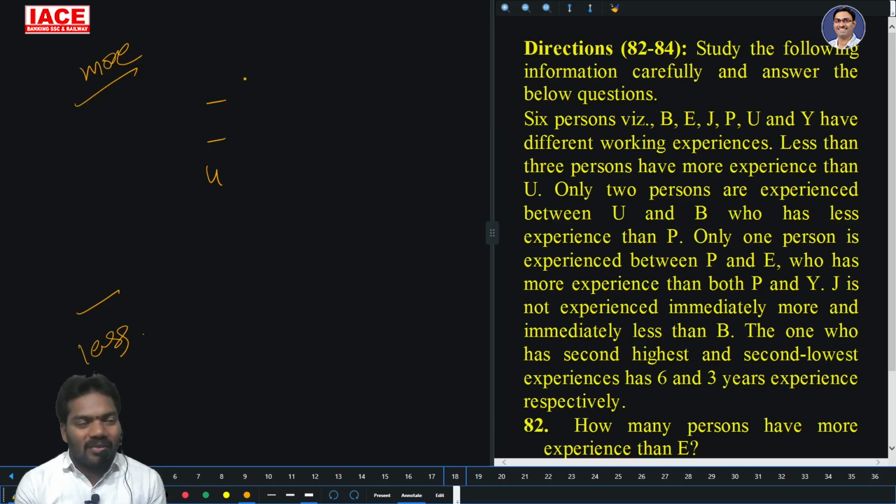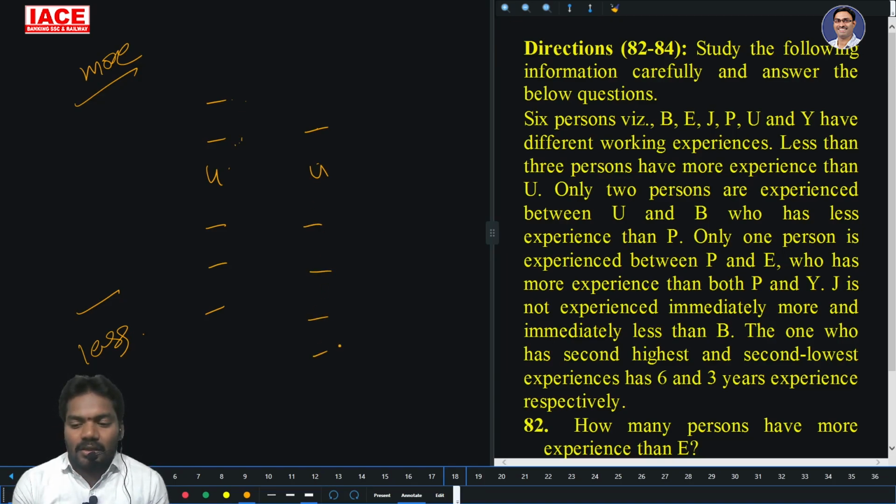For example, maybe 1 also, maybe 0 also, but take it as 2. "More than you" means less than 3 persons have more experience than you. So fewer than 3 persons have more experience than you. So 1, 2, 3, 4, 5, 6 members.